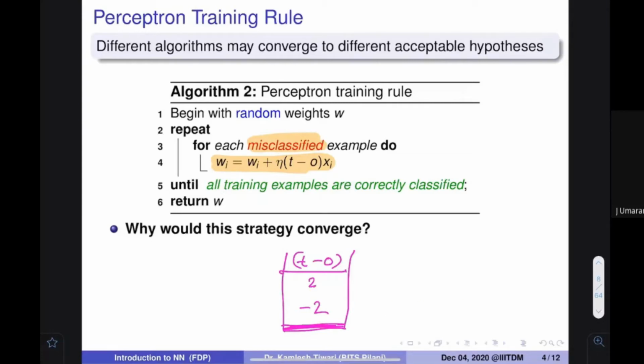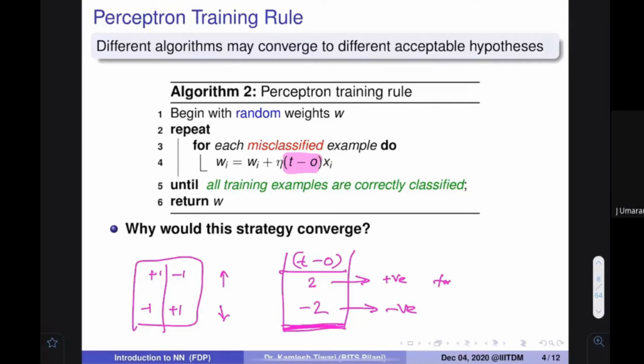Let us go inside this particular formula. In this formula there is a term, target minus output. This item is positive and this item is negative. When the item was positive, I was telling -1, so here we wanted to increase. When the item was negative, I was telling +1, and in this case I wanted to decrease the value. So this value is positive.